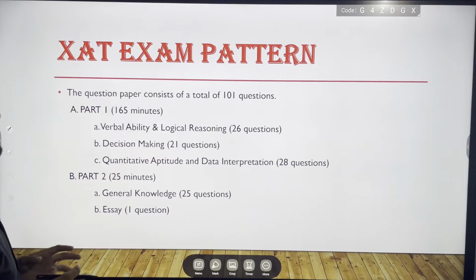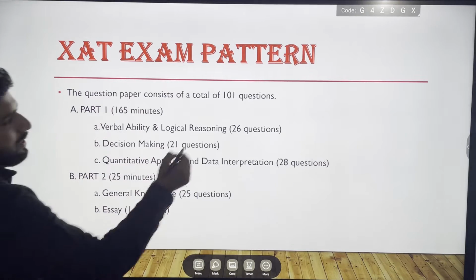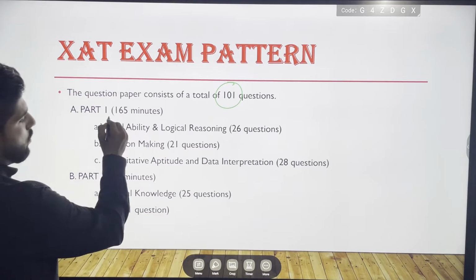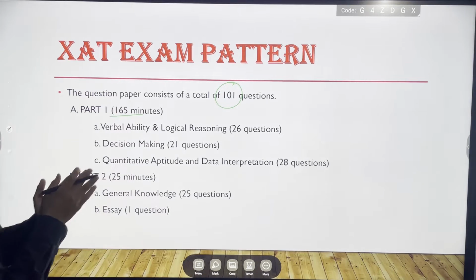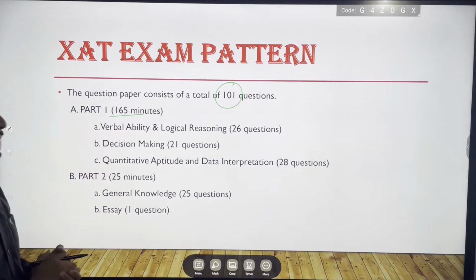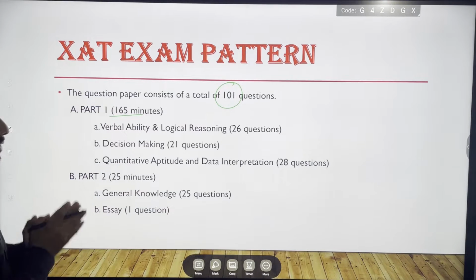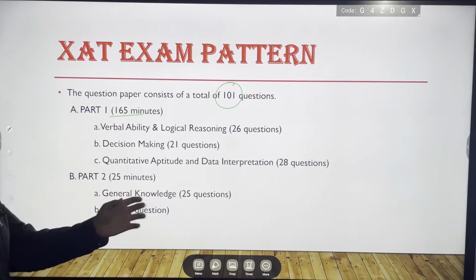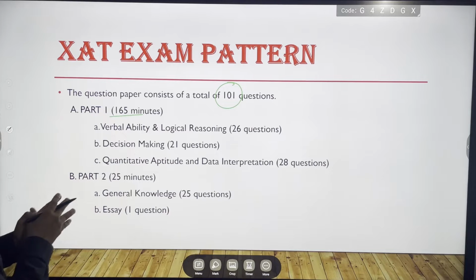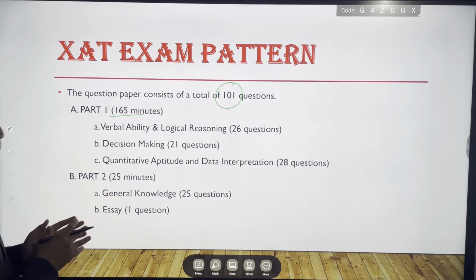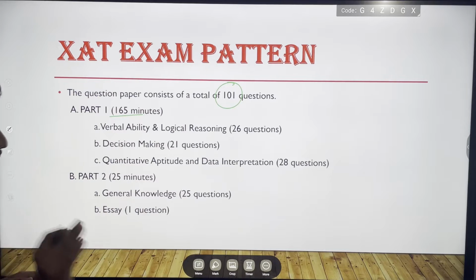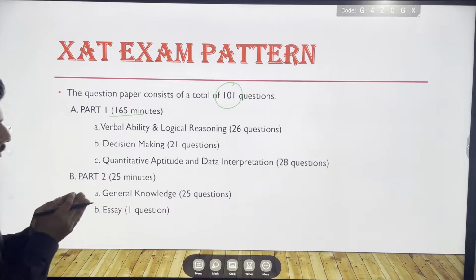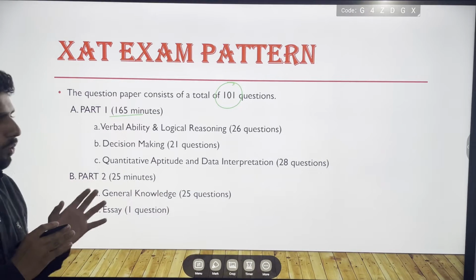Now regarding the exam pattern, the question paper consists of a total of 101 questions. Part 1, which consists of 165 minutes, there will be 26 questions of verbal ability and logical reasoning, 21 questions of decision making and 28 questions of quantitative aptitude and data interpretation. Then part 2, there will be 25 minutes and GK 25 questions where there is no negative marking, and an essay. Out of 2 questions we have to write 1 essay in an online mode.